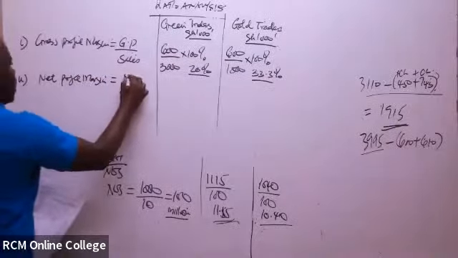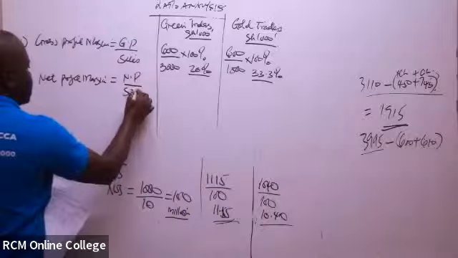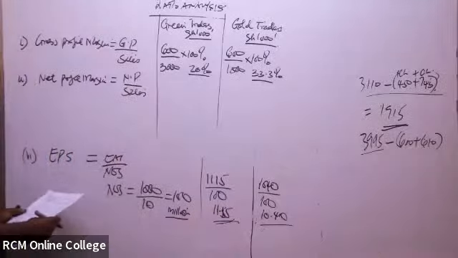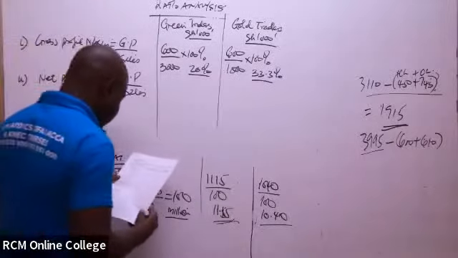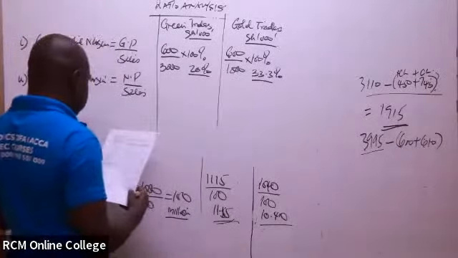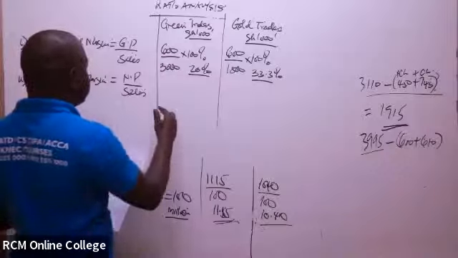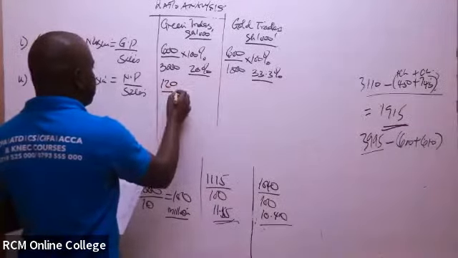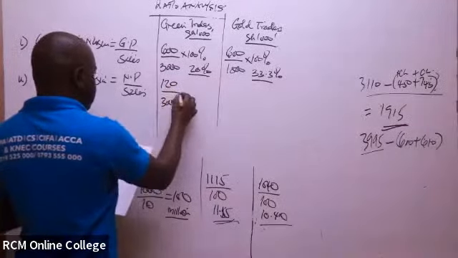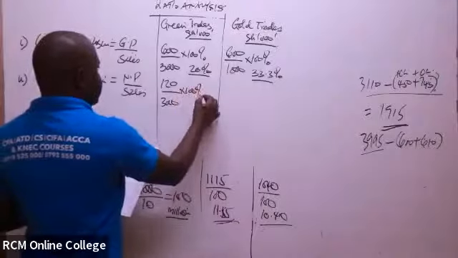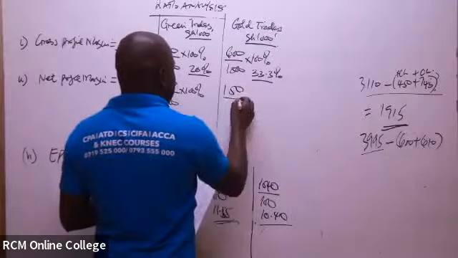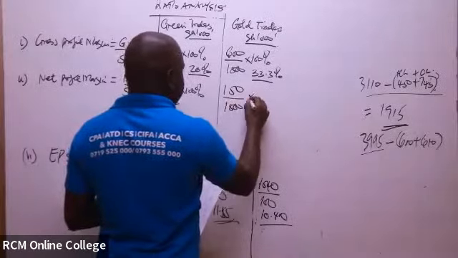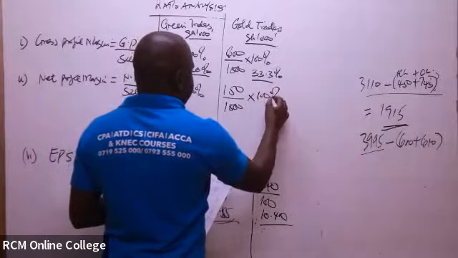Then you have case number 2, the net profit margin. This one is equal to net profit over the sales. Net profit for the year, so we have in this case 120 over 3 million multiplied by 100%. Then this other one is 150 over 1800 multiplied by 100%.